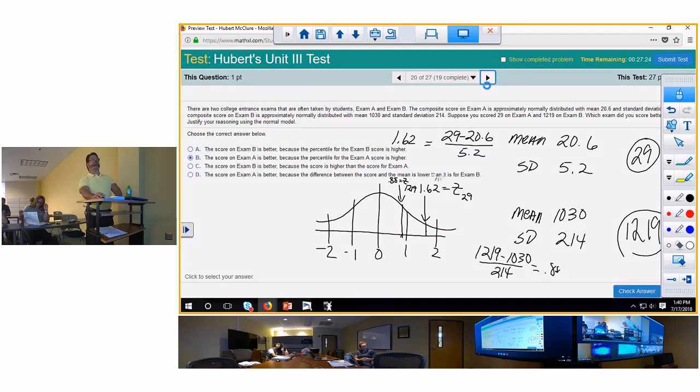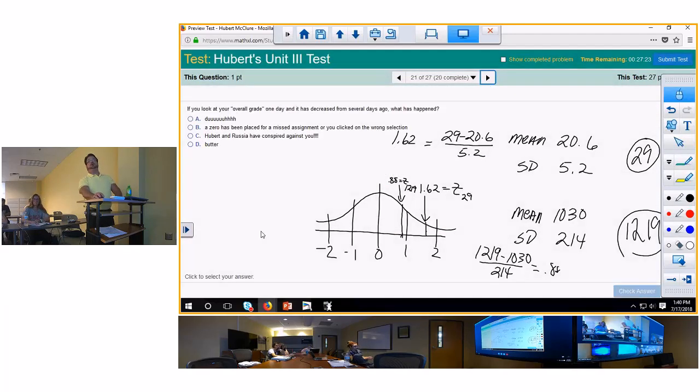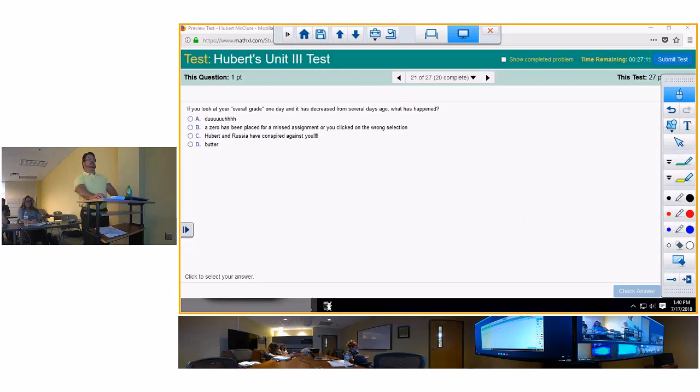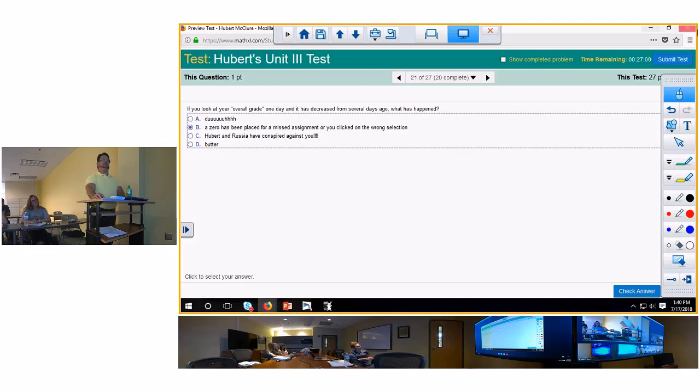Next, if you look at your overall grade one day, and it has decreased from several days ago, what has happened? C. C, exactly. It is C.